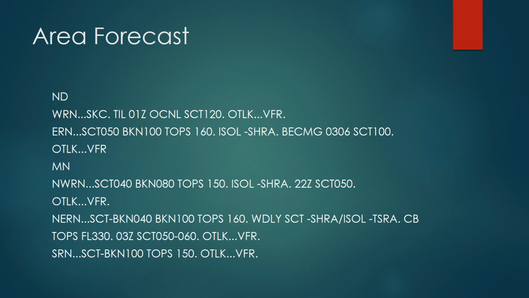And just a quick look at the area forecasts for North Dakota and Minnesota. Really reflect the same thing as the TAFs do, honestly. Conditions are expected to persist for a while here, fairly stable. Outlook for all of these is VFR. Some widely scattered light rain showers expected in northeastern Minnesota. Light rain and thunderstorms, isolated thunderstorms. Cumulonimbus tops at 330. Other than that, nothing too significant in the area forecast.